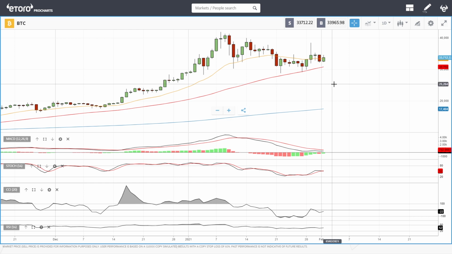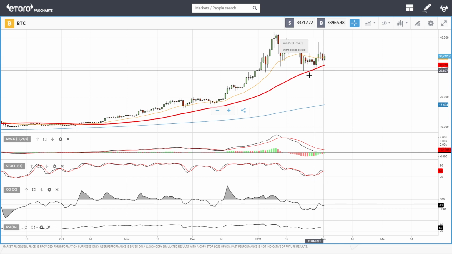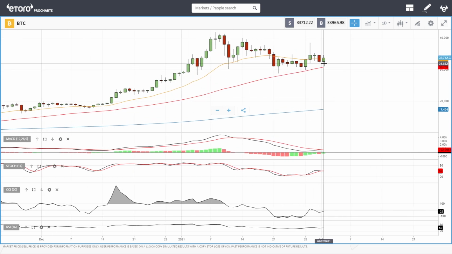If we break the 50 moving average, then we are going significantly lower. We could fall all the way down to 20,000. We could also fall all the way down to the 200 moving average at 17,000 at this point. But the 50 moving average is holding very nicely. So a pullback to the 50 is to be seen as a buying opportunity.